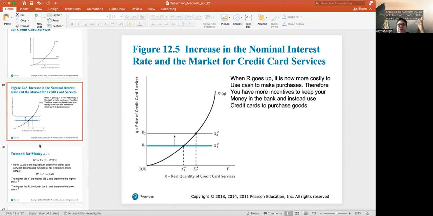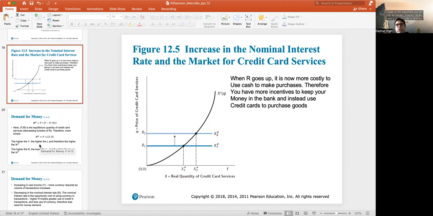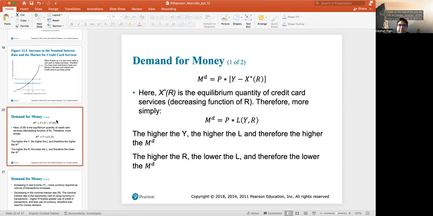Now, why are we doing this discussion with credit cards and cash, you might be wondering? We are doing this discussion because we want to obtain the demand for money.